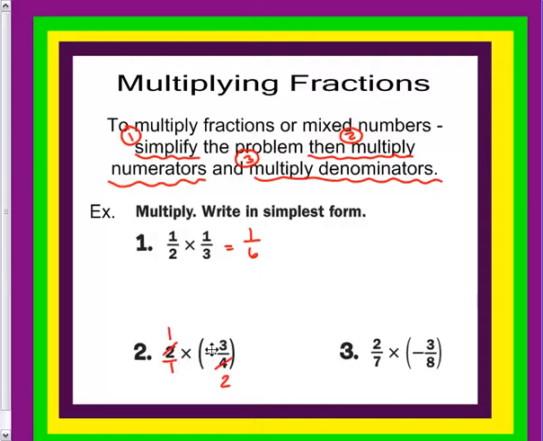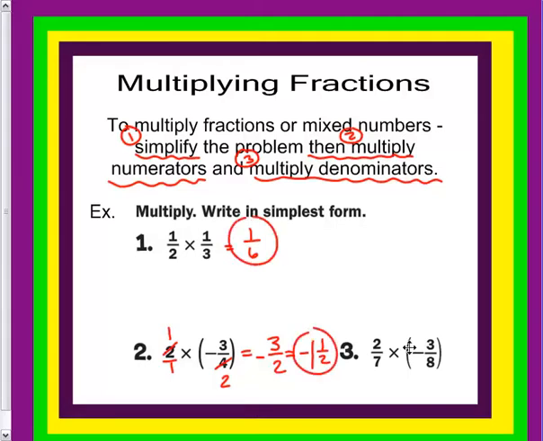So what about 3 and 1? Nothing can be simplified there. So 1 times 3 is 3, and 1 times 2 is 2. So I have a negative 3/2 because a negative times a positive is a negative. I can simplify that further by making it into a 1 and 1/2.